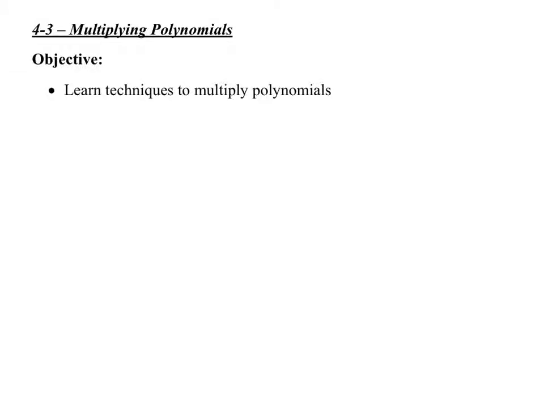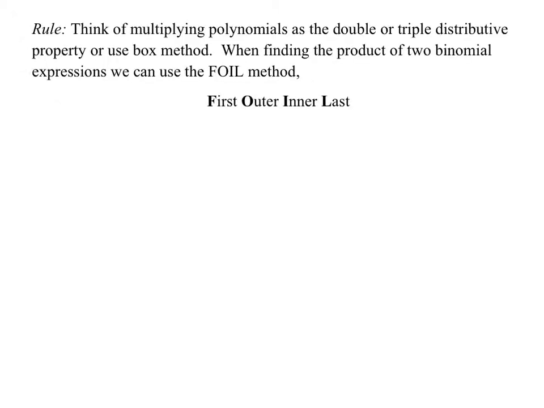So section 4.3 is about multiplying polynomials. In 4.1 we simplified, added, and subtracted polynomials. If you have two binomials, you've been taught FOIL, right? Have you heard the word FOIL before? First, outer, inner, last, which is fine.